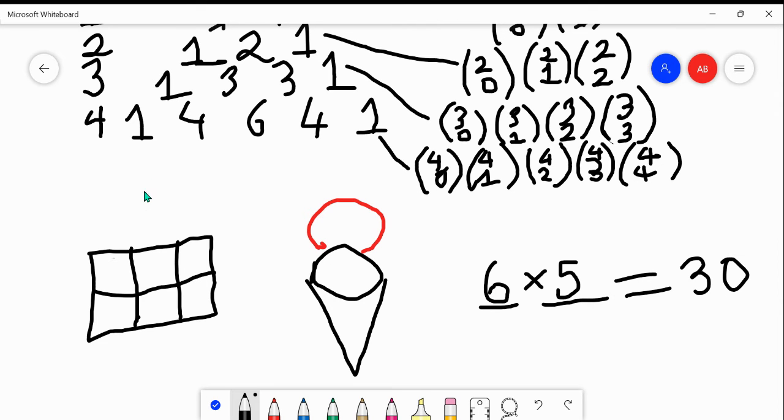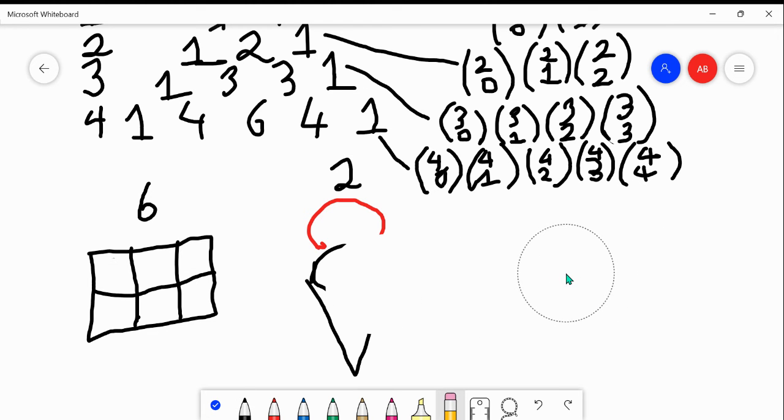However, can we write this in such a way that it involves the number of flavors, 6, and the 2 scoops? And indeed, yes, we can. There's something that you need to know about combinatorics, which is called a factorial.